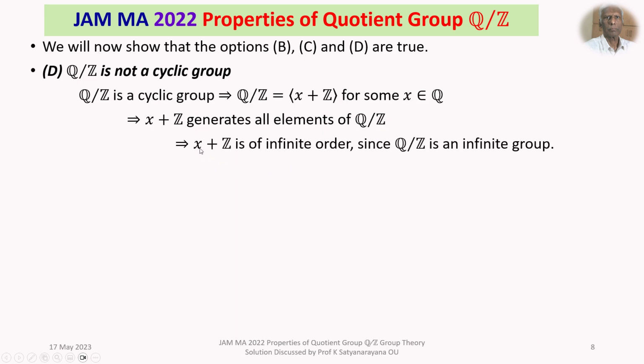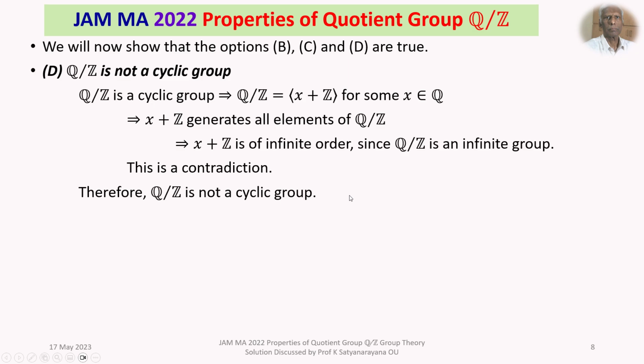That means x+Z is of infinite order. Why? Because Q/Z is an infinite group. So x+Z is of infinite order, which is a contradiction. Why? Because in Q/Z, every element is of finite order. So this is a contradiction to that fact. Therefore, our assumption that Q/Z is cyclic is wrong. Therefore, Q/Z is not a cyclic group is true. Thus, our option D is true.